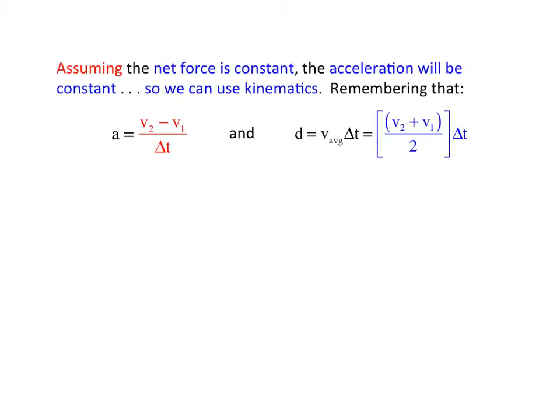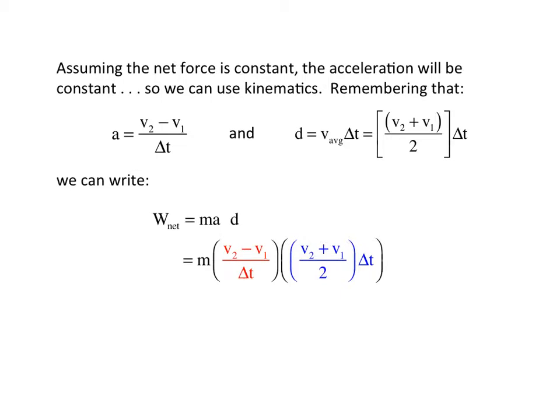The next bit of trickery that we need to use is to note that if the force is constant, the acceleration will be constant, and we can then use kinematics. And so we could write the acceleration term as v2 minus v1 over t, and we could write the displacement term as the average velocity times time, where average velocity is the sum of the two velocities over the time interval divided by 2.